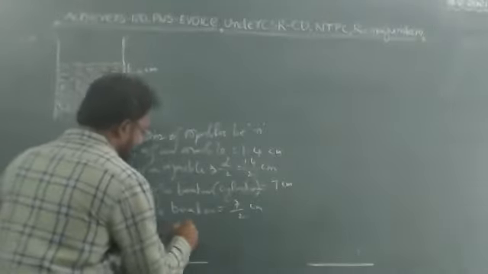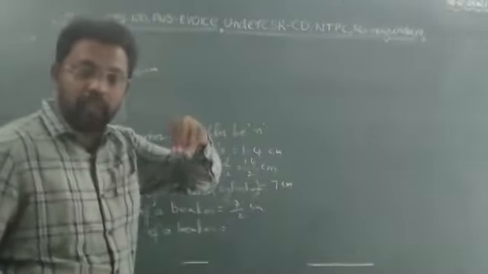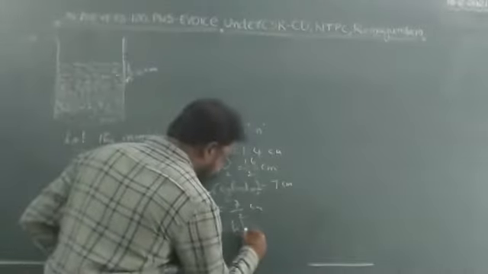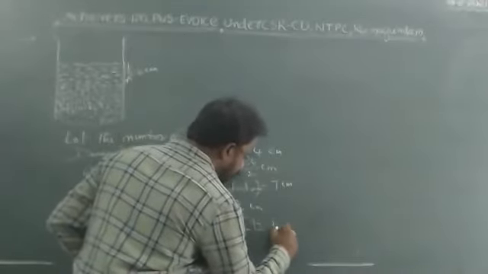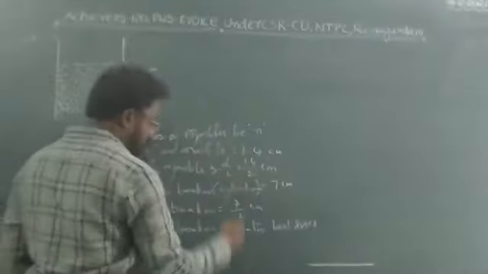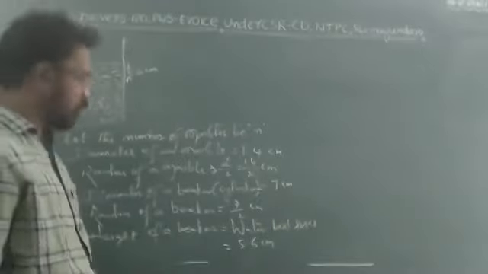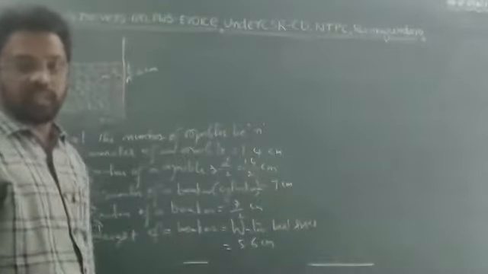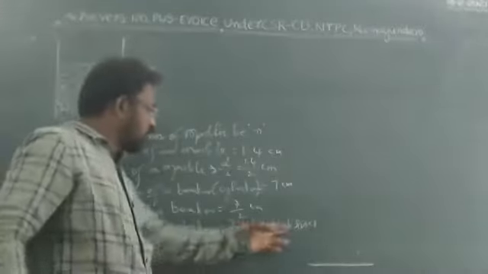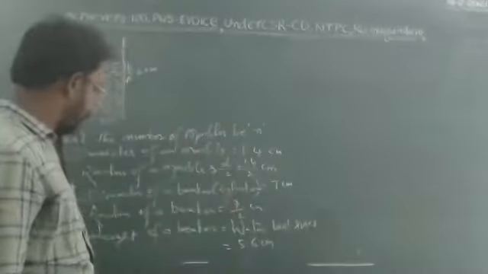Then height of a beaker. What is it? When you drop the marbles into the beaker, the water level rises. You have to write how much the water level rises: 5.6 centimeters. Indirectly, that is the height of the beaker.